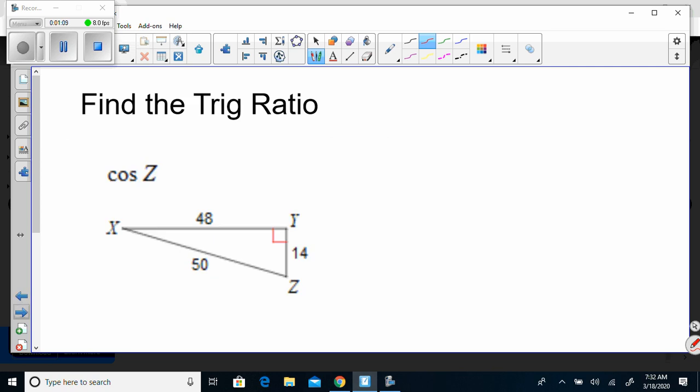Okay, finding the trig ratio. Now we want to find on this first slide the cosine of z. So what I always do is I circle which one I'm going to find. I look at my right angle, remember, and I draw in so I always know where my hypotenuse is. Now cosine, if I remember, is CAH. Adjacent over hypotenuse. What is adjacent to z? 14. What is my hypotenuse?